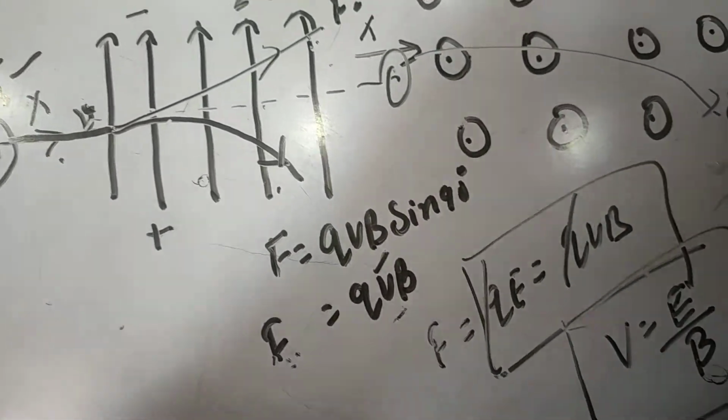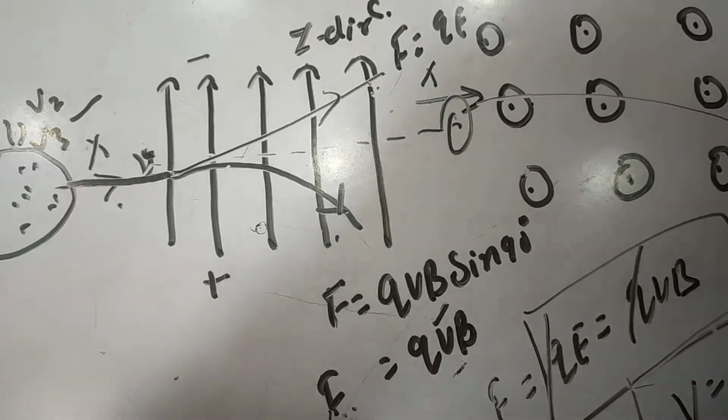So this was the basic principle of the velocity filter. I hope this was clear to everyone.